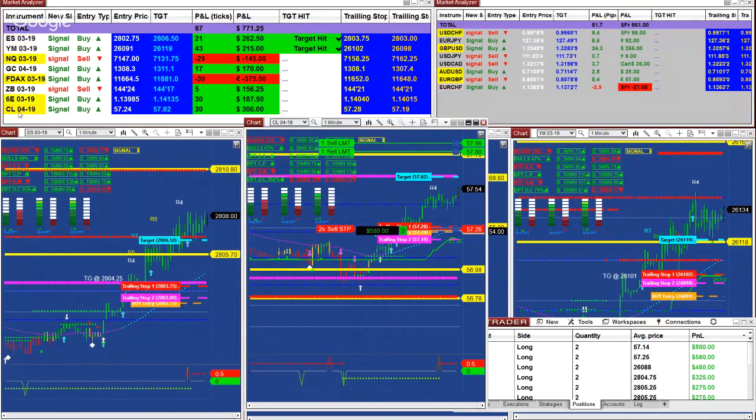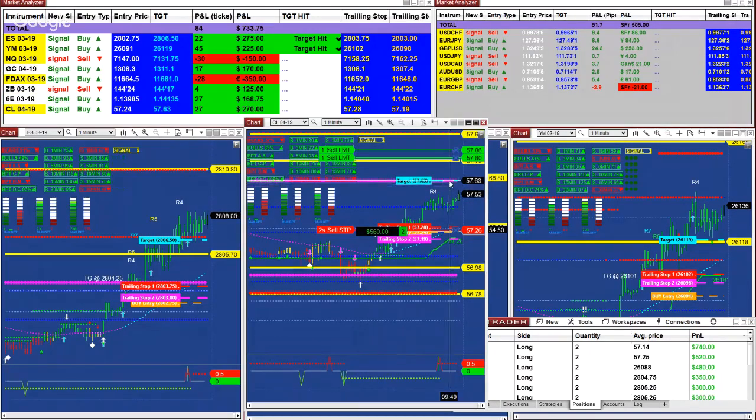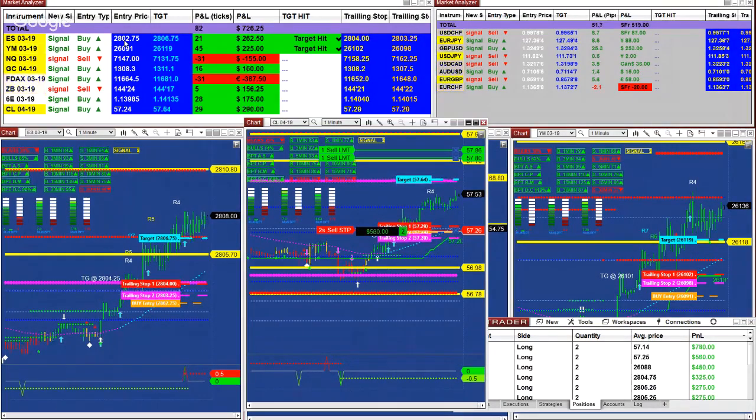As an example, you have this automated trade on the CL: an entry at 57.24, target 57.63, and it is exactly at the target. Now, for the CL trader, you better start cashing in at 57.63. If you want to follow the signal on the ES, it's very straightforward: entry 2802.75, target 2806.75. And right now, from the last entry signal, we have 22 ticks up.